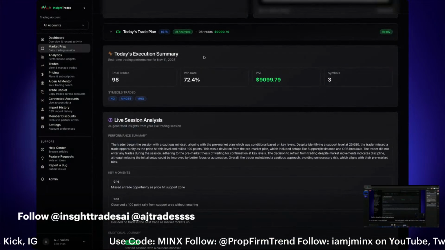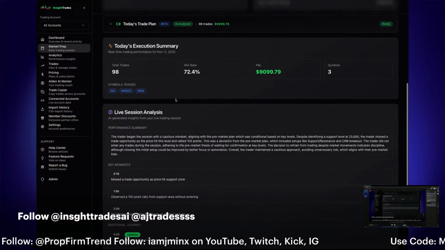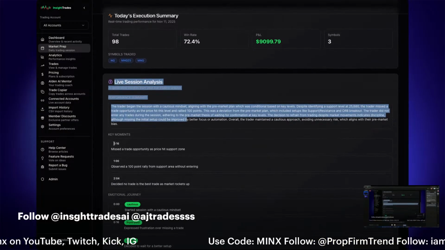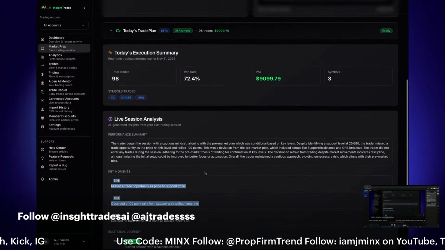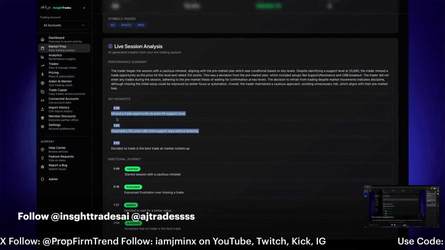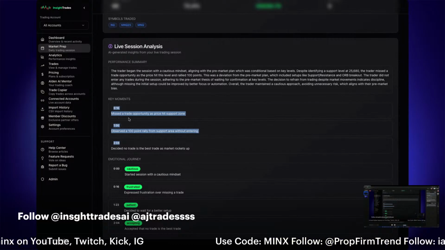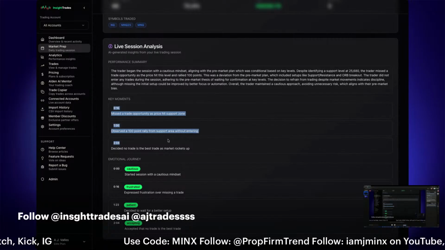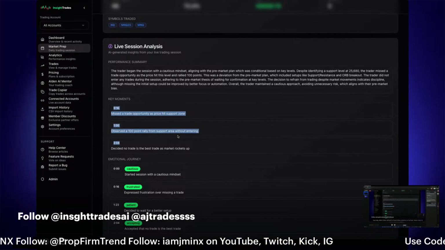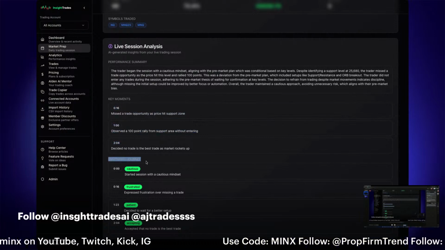You'll see the execution, the symbols that I traded, and then live session analysis. So it breaks down that video. Right now, it was limited to 3 key moments. This was the longest that I had recorded. So I expanded this to take at least 1 key moment every 3 minutes, and if there's dead time, to skip that 3-minute window. I'm going to rerun the analysis, and it's going to add in additional key moments and additional emotional journeys.